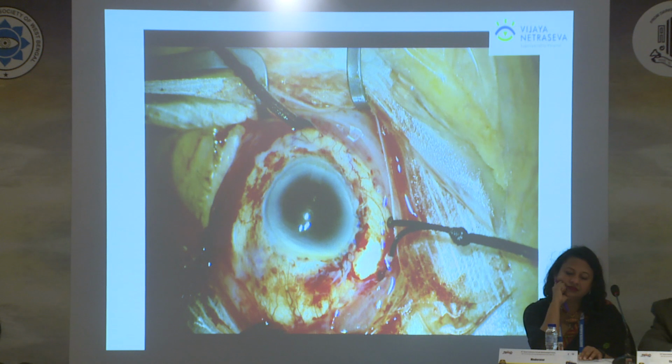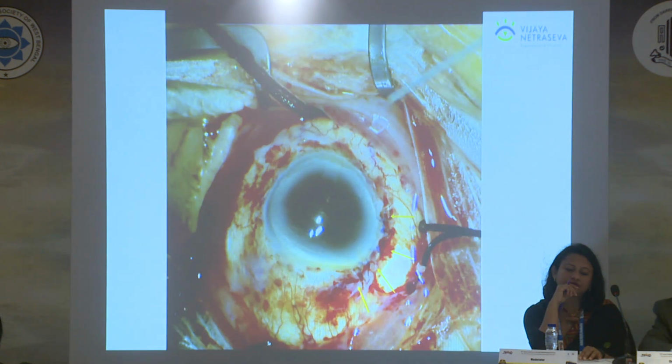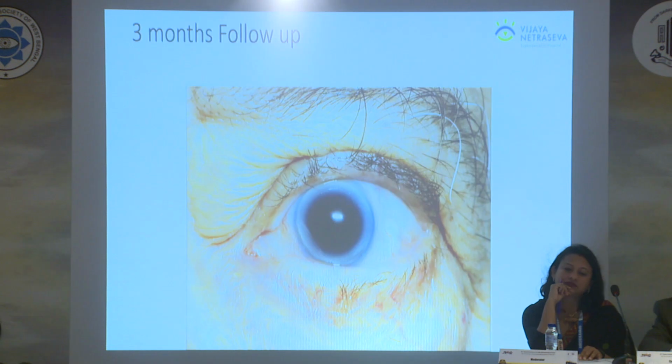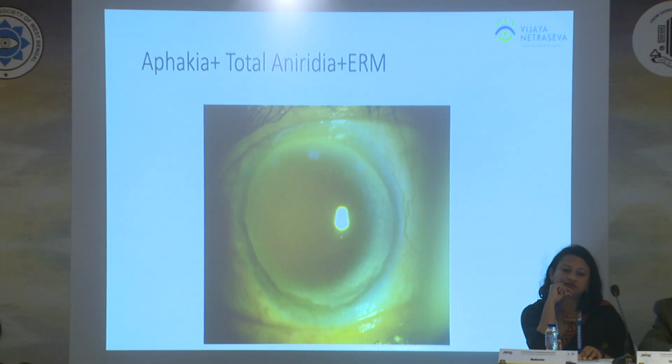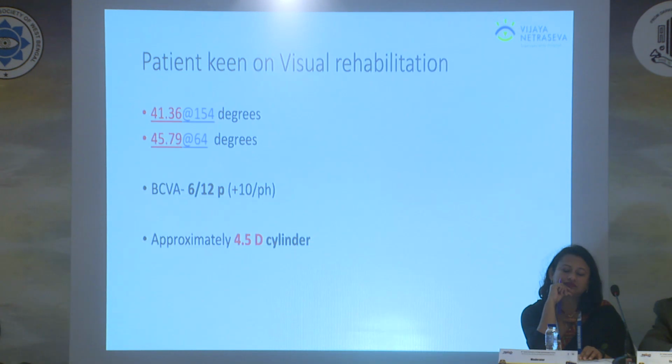As we all would do, we did a standard repair with 7-0 Vicryl. AC was well formed, and here we can see a well formed AC, and the case was closed. At 3 months follow-up, the patient had aniridia, aphakia, and on OCT he had a retinal membrane. So the challenge we were facing here was high astigmatism, 4.5 diopter cylinder, but for survival his BCVA was 6/12 parts. Patient was very keen on visual rehabilitation.